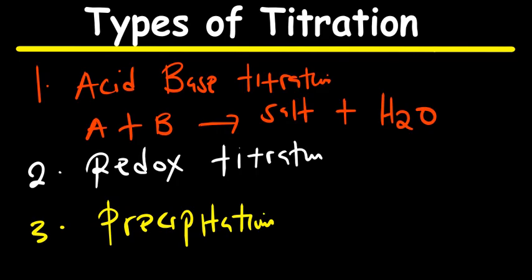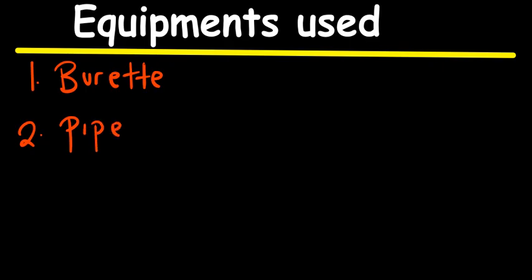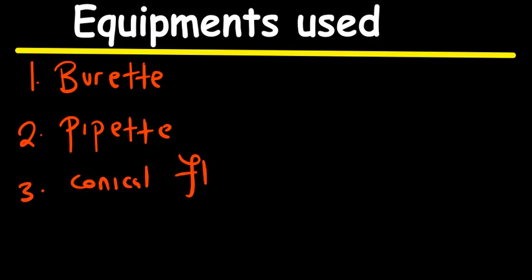However, what are some of the equipment that you're going to use when you're doing titration? Number one, you're going to use a burette. We're also going to talk about the procedure, how you do it. You're going to also use equipment like the pipette, also a conical flask, and you can also use some indicators. We're also going to look at what the uses of indicators are.